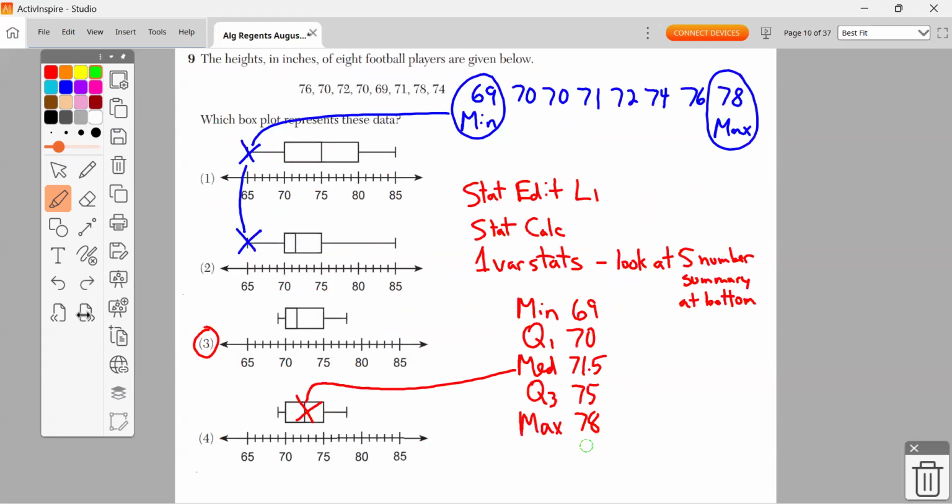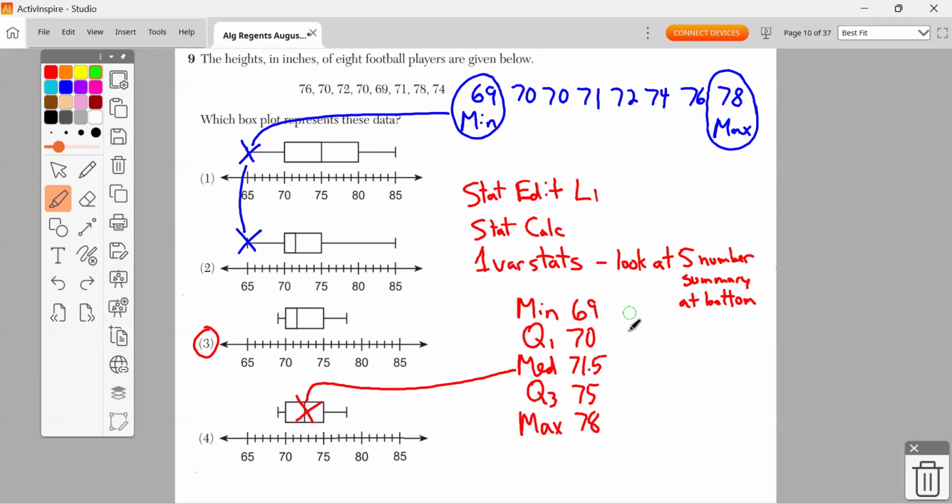In question number 9, the heights in inches of 8 football players are given below. Which box and whisker plot, or box plot, how they like to call it, represents this data? So type in the data into your stat edit L1, stat calc 1 variable statistics, and look at your 5-number summary for your box and whisker plot.